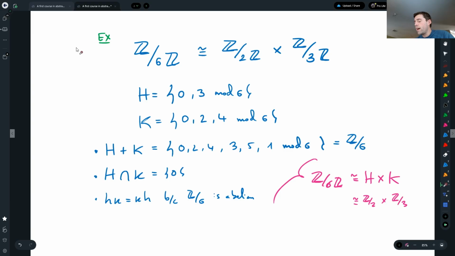Okay, so that is it for external and internal direct products. And next time we will start with the topic of quotient groups. So we will first have to study normal subgroups and then do quotient groups.